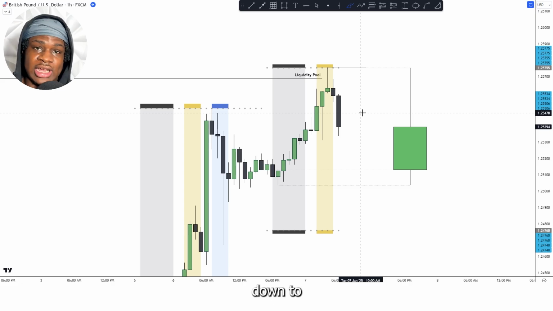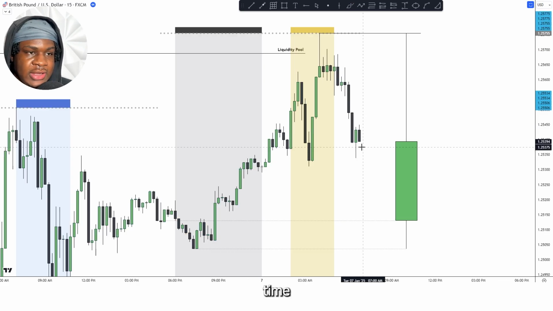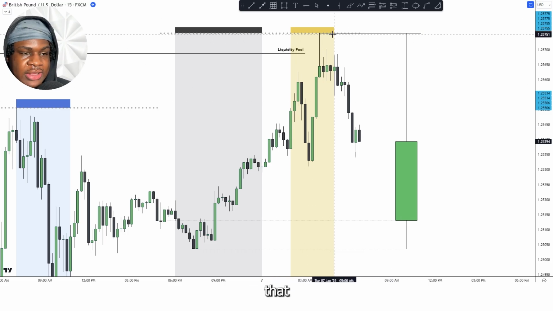So now I'm going to go down to a 15 minutes time frame. After I've already established my higher time frame narrative, I'm now going to go down to the 15 minutes to establish my lower time frame executions. Now I'm on the 15 minutes time frame here. We've already identified that strong high point.